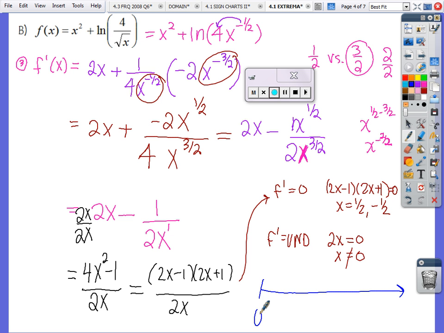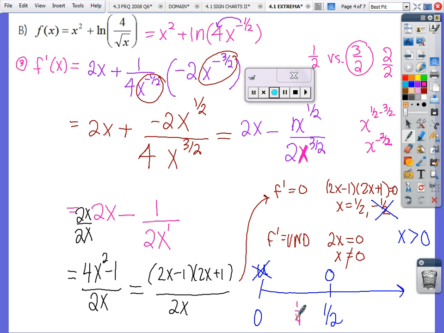So here's 0. This value can't be used because we're supposed to use x is greater than 0, and we found that in our domain. So here's my 1 half. I'm going to put my 0 here. This is undefined because it's not in the domain. Oh, and on top of it, it's not in the domain. I'm going to use the value of 1/4 right here.